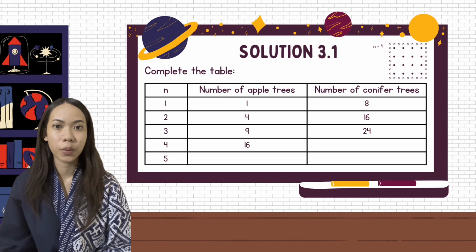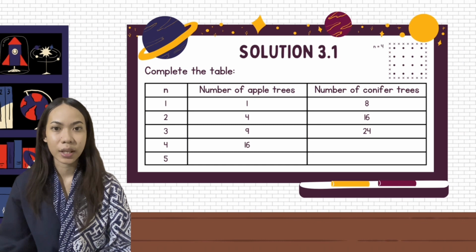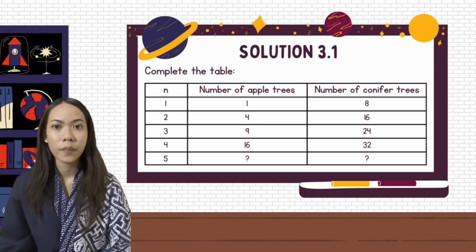Next, for n equals 4. In the first row, there are 4 apples and there are 4 columns. So the number of apple trees is 4 squared equals 16. And also the number of conifer trees: there are 8 conifers times 4 equals 32. And lastly, to complete the table, we must find n equal to 5, but the previous page does not show the pattern for n equals 5, so we need to find the formula for the number of apple trees and conifer trees.